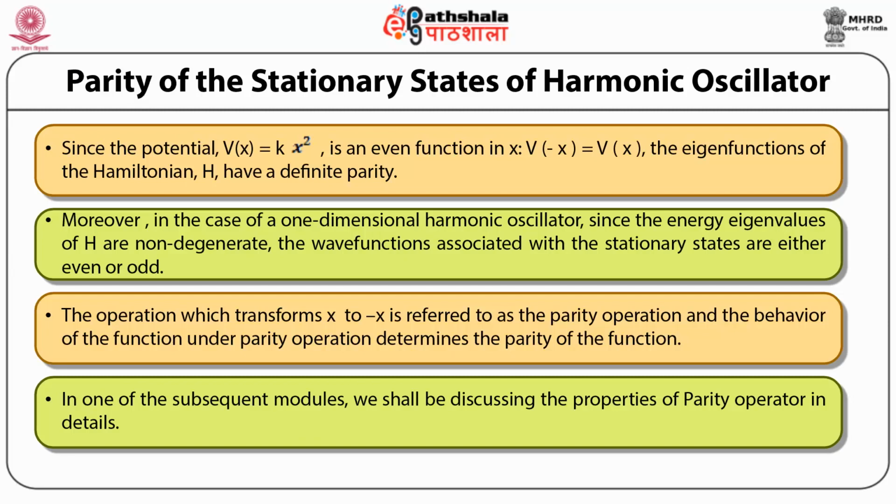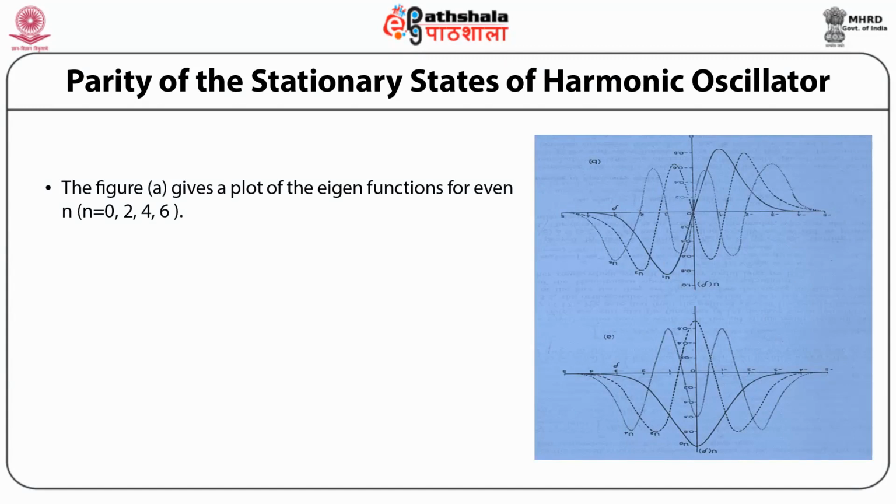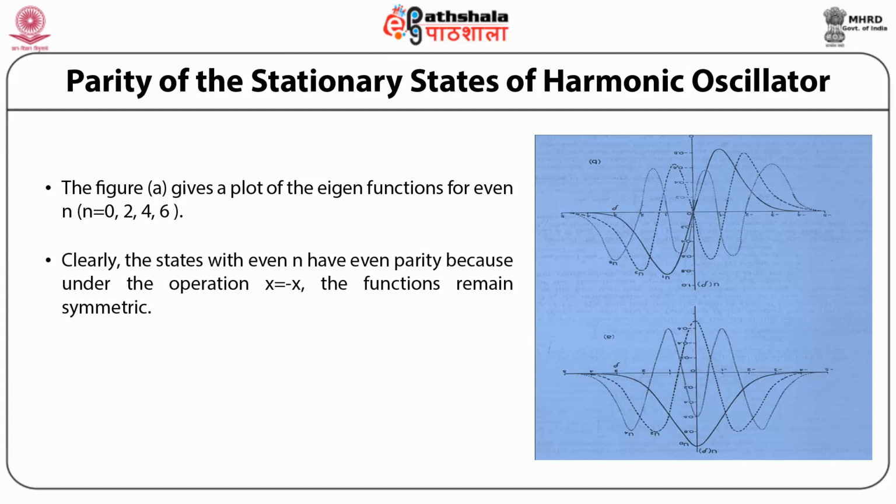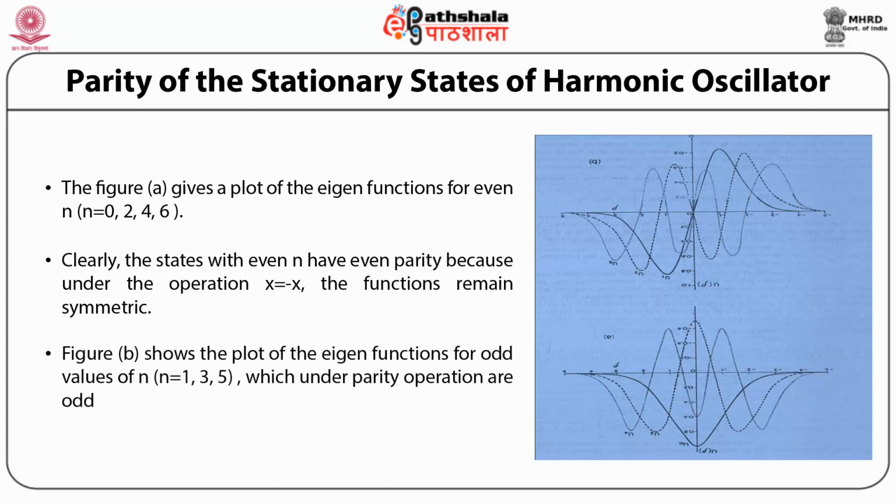Figure 3 shows a few of the eigenfunctions. Figure A gives a plot of the eigenfunctions for even values of n, that is, n takes the values 0, 2, 4, 6. Clearly, the states with even n have even parity because under the operation of x equal to minus x, the functions remain symmetric. Figure B shows the plot of the eigenfunctions for odd values of n, that is, n equals 1, 3, 5, which under parity operation are odd.